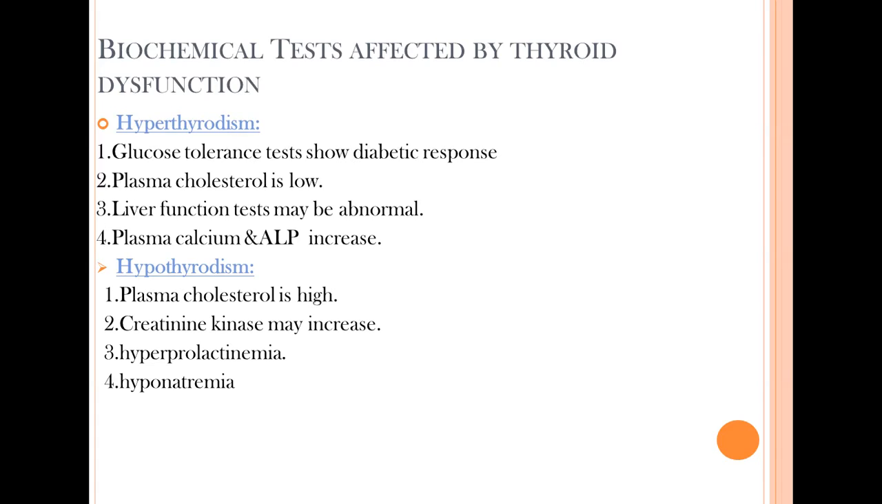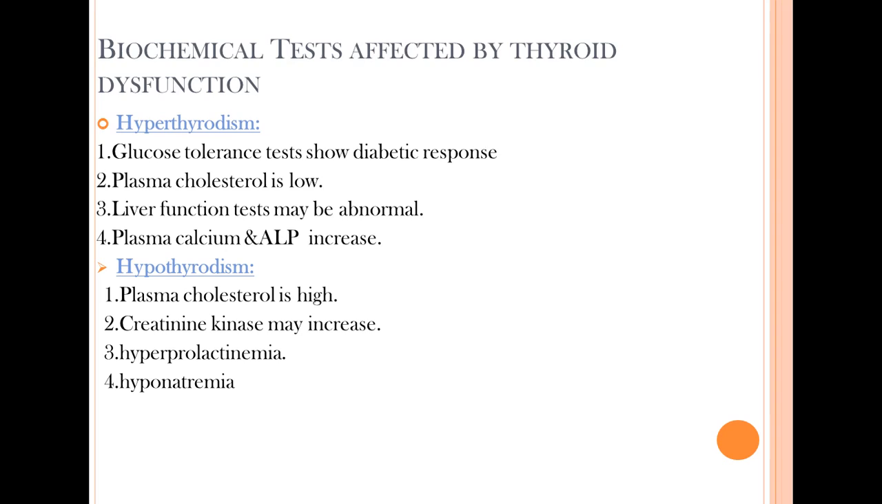When the patient is confirmed to have hyperthyroidism or hypothyroidism, some biochemical tests are affected secondary to the defect in the level of thyroid hormone. These tests are not part of the thyroid function test, but they must be done to check the general state of the patient. In case of hyperthyroidism, which is a hypermetabolic state, if we check the blood glucose level, the patient will show a diabetic response. So there will be an increase in the level of blood glucose.